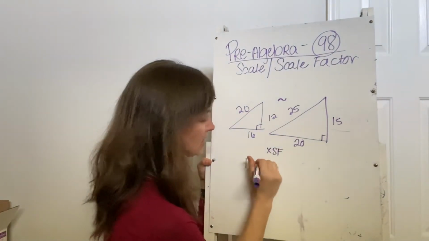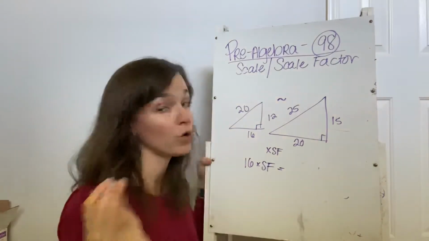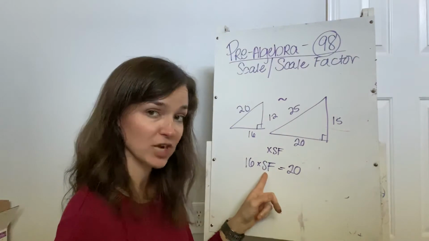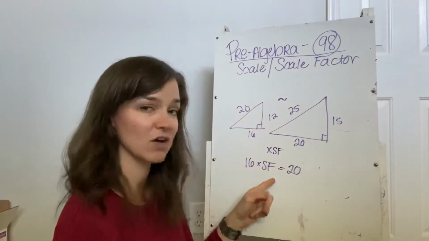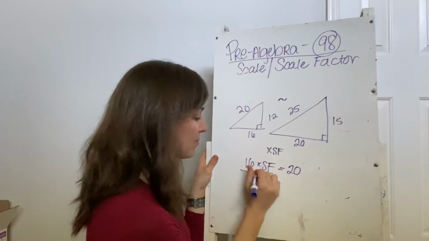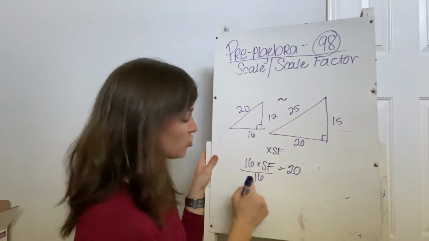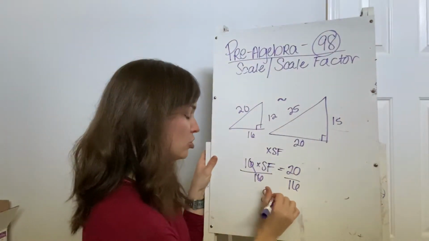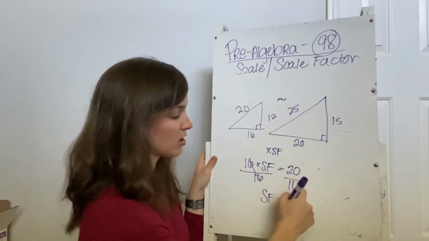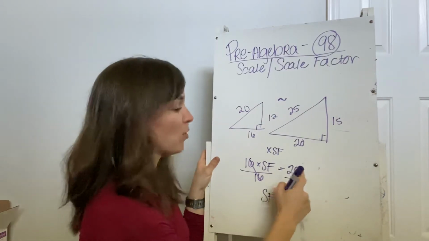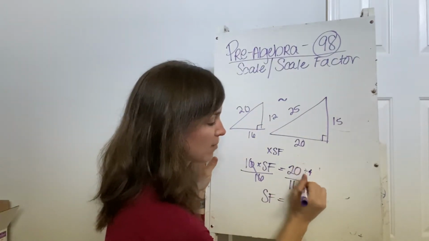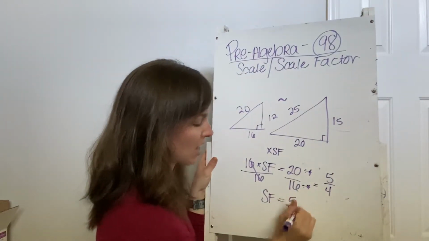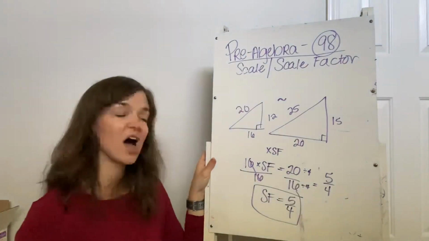I'm going to say 16 times some scale factor that I don't know yet is going to equal 20. Well, if I wanted to figure out what this scale factor actually is, all I have to do is get it by itself. I have to solve for it. So I'm going to do the opposite of multiplying by 16, which is to divide by 16 on both sides. So 20 divided by 16 cannot divide evenly, but it can reduce. Both of those can be divided by 4, and that would give me 5/4. So then my scale factor is in fact 5/4.